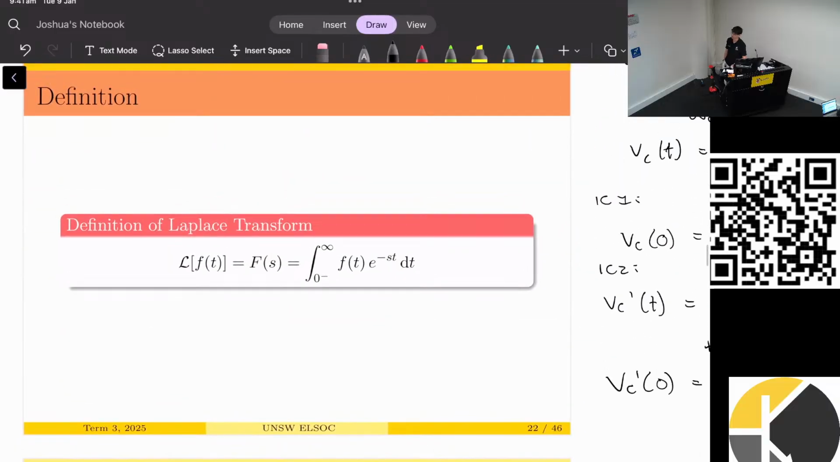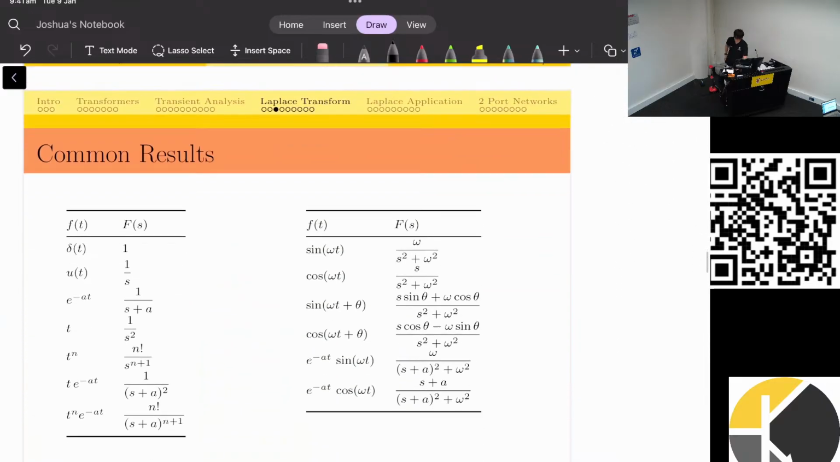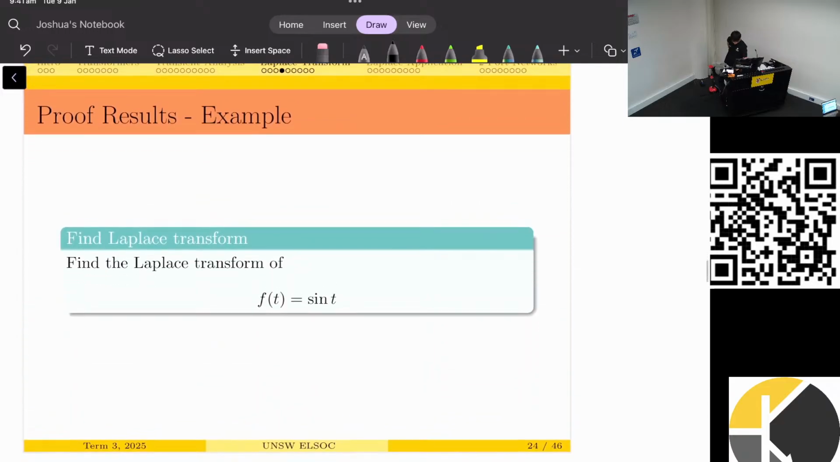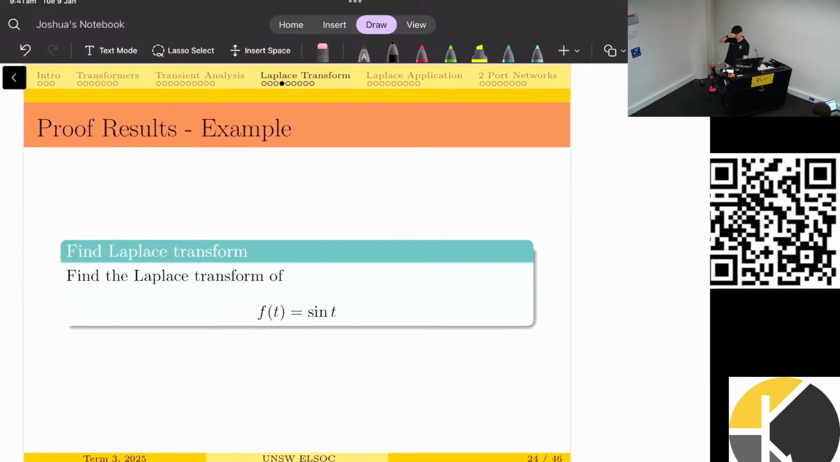So from the definition of the Laplace transform, we have all these beautiful pairs. Most common ones we might be using are these here, but keep in mind we'll be using some of these more difficult ones later on. We'll start with a proof example.